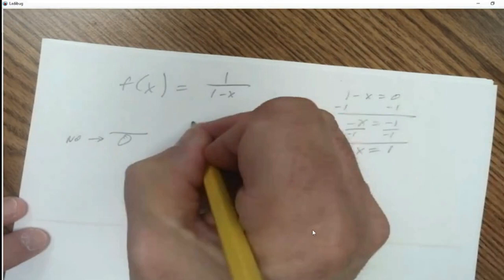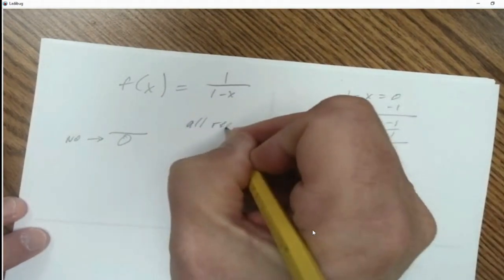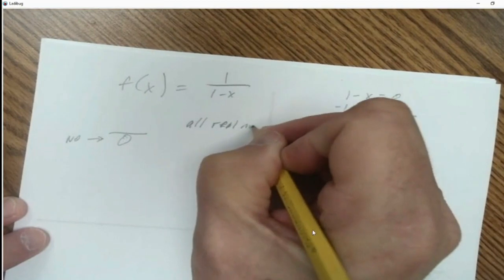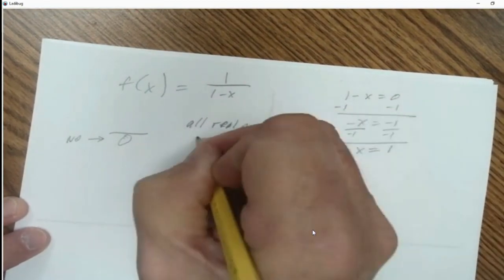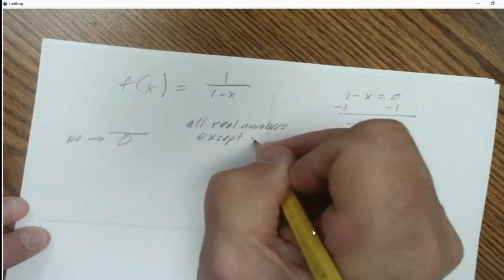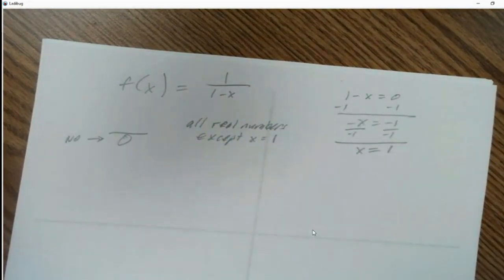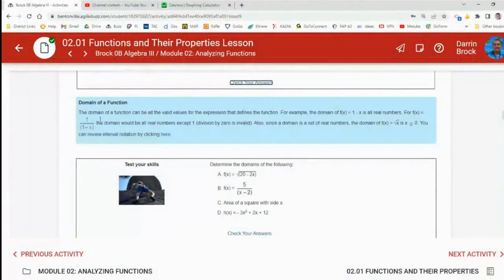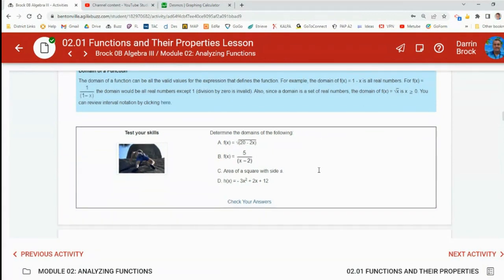So the domain is all real numbers except x equals 1. The domain is everything except for when x equals 1. For that equation right there, the domain is all real numbers except 1. Because you can't divide by 0. All right. So here, determine the domains of these. See this one, x minus 2. So x cannot be 2. Because 2 minus 2 would be 0, and that would be on the bottom of the fraction.